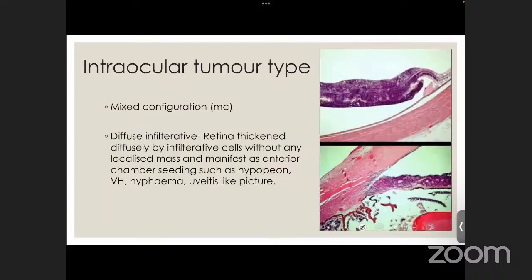Now, third, we have the mixed configuration, in which we have the component of both endophytic and exophytic growth, and it is most common. Then we have the fourth type, which is the diffuse infiltrative type. As you can see in the first image, the retina is thickened with infiltrative cells and there is no localized mass. This type will manifest as anterior chamber manifestations, like a patient will have hypopyon, vitreous hemorrhage, hyphema, and a uveitis-like picture.